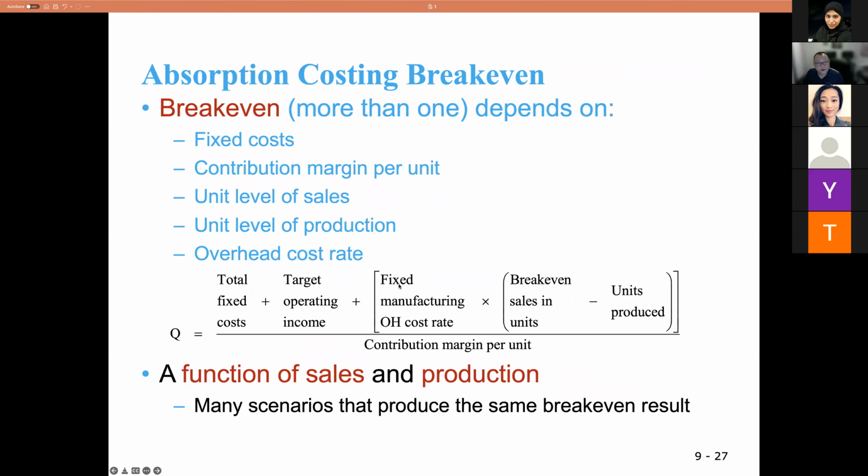And this formula for absorption costing break-even is more complicated. The one you have seen is the variable costing break-even point. This is the absorption costing break-even point, and you can see it's more complicated here, right? If you find this interesting, maybe you can just read through it.